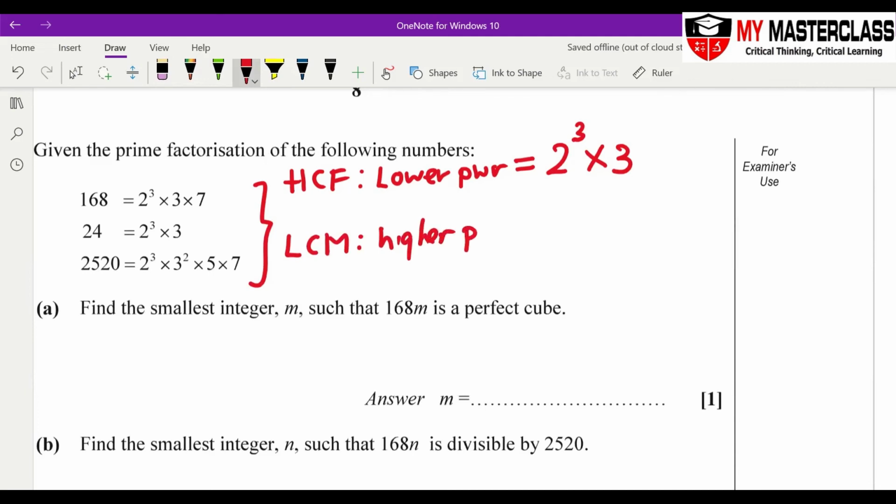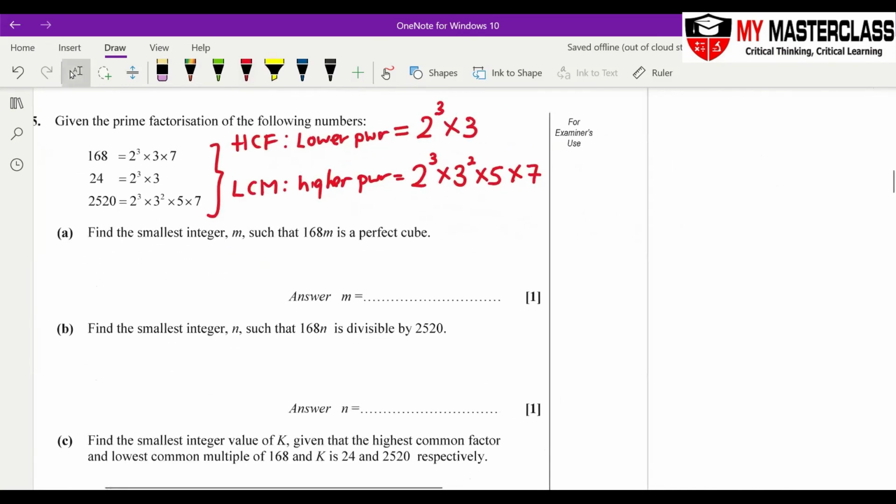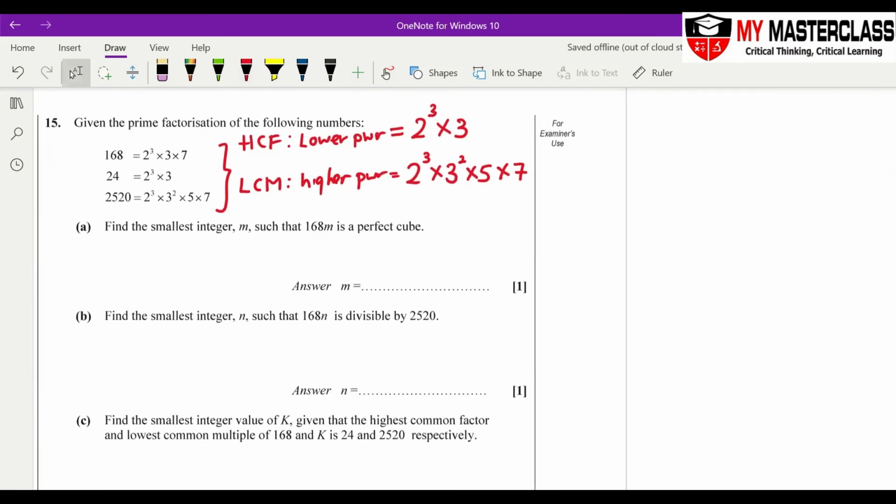Okay. All right. So I look at 2. It is still 2 power 3. I look at 3. 3 square is my higher power. Okay. One guy got 5, the other 2 got no 5. But because it is the higher power, I take the 5, as well as I take the 7. Okay, clear so far? So this is HCF and LCM.